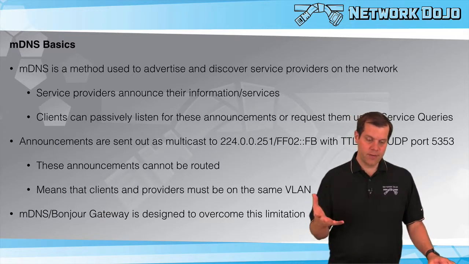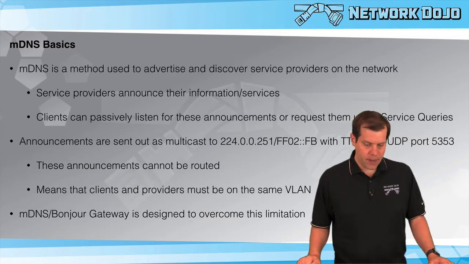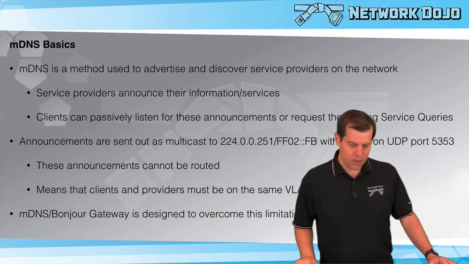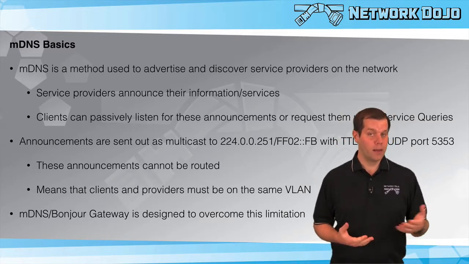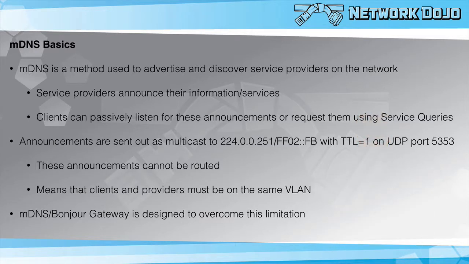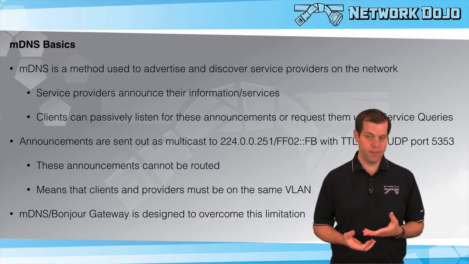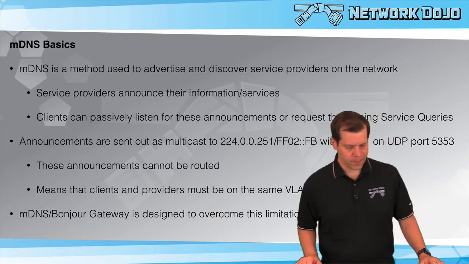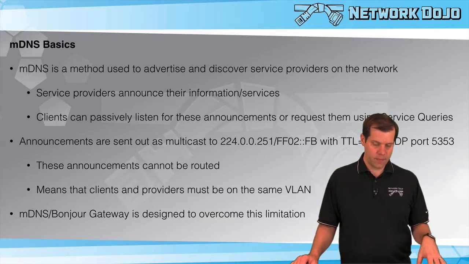When we send these service announcements, either unsolicited or in response to a service query, we send them out as multicast to a special group. On the v4 side, it's 224.0.0.251. On the v6 side, it's FF02::FB. Both of these use a TTL of 1 on UDP port 5353. Standard DNS is UDP 53; this one's 5353. Which means these announcements cannot be routed. They only live within the VLAN.